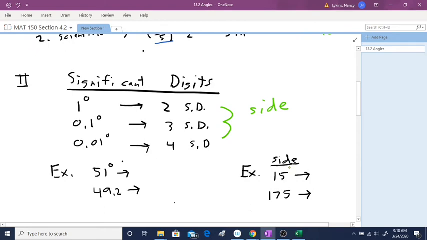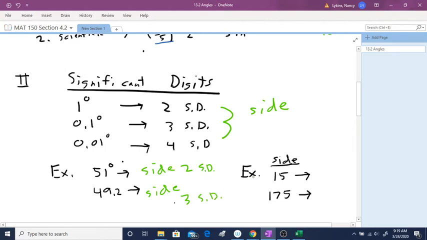So I've got some examples here. Now on the left, I've got degrees. On the right, I've got sides. So by looking at the first example, I've got 51 degrees. Now notice there's no decimal. So you treat this as 1 degrees right here. That means the side would have 2 significant digits. 49.2, you've got 1 decimal, the same thing as a 0.1. That means that if we were trying to figure out the sides, you would round it to 3 significant digits.